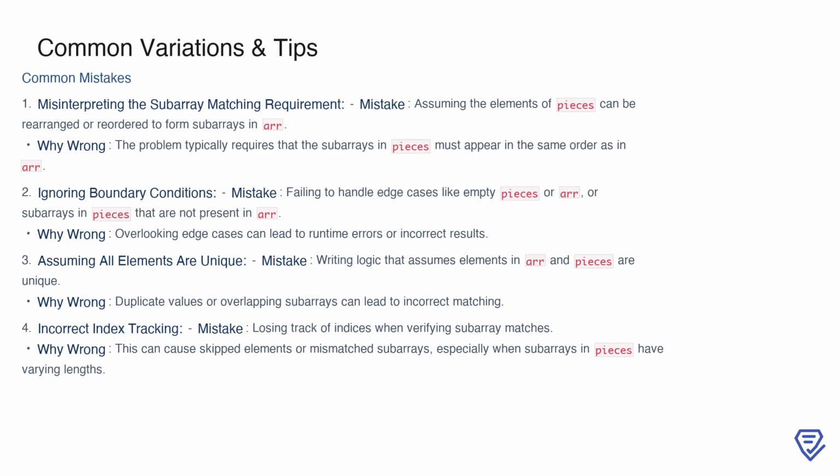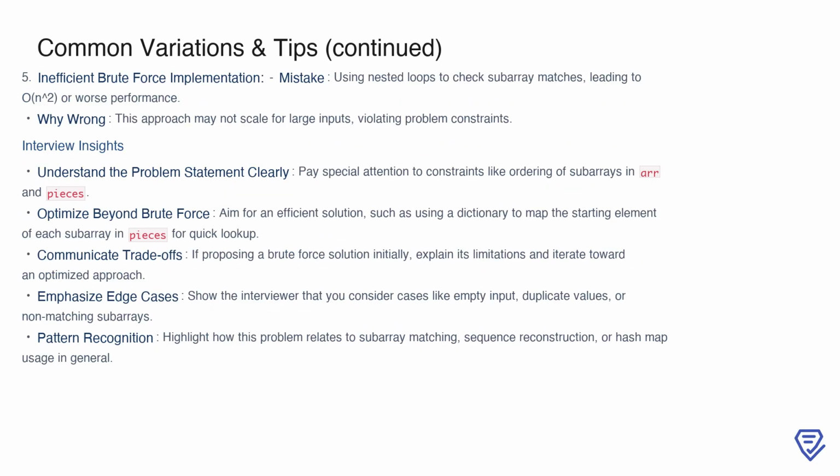Lastly, incorrect index tracking is another frequent issue. When verifying subarray matches, losing track of indices can cause skipped elements or mismatched subarrays, especially when the subarrays in pieces have varying lengths. Taking the time to address these potential mistakes will help you write a more robust solution. Another mistake to avoid is relying on inefficient brute force implementations, such as using nested loops to check subarray matches. This approach can result in O(n²), or worse time complexity, which is unlikely to scale well for larger input sizes and may even violate the problem's constraints.